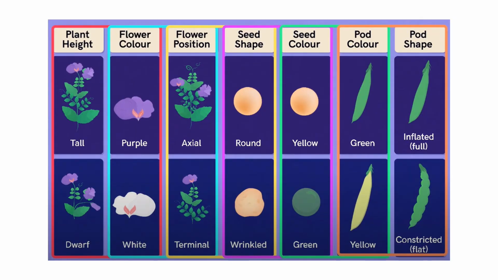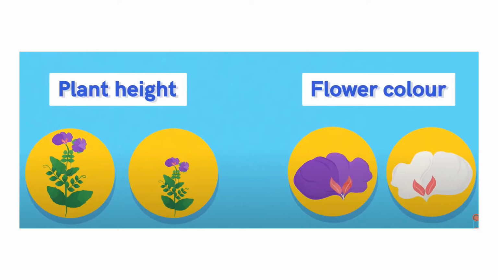After all the seven pairs of contrasting parameters were crossed individually, Mendel went a step ahead and crossed plants considering two parameters at a time, and he tried a dihybrid cross. So let us consider plant height and flower color parameters together to understand the concept of dihybrid cross.